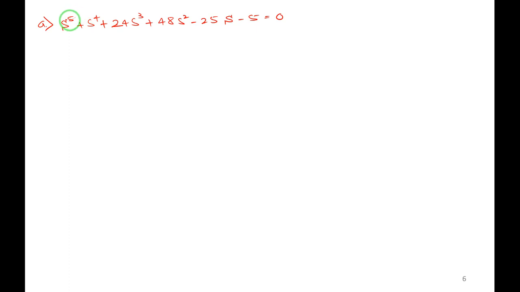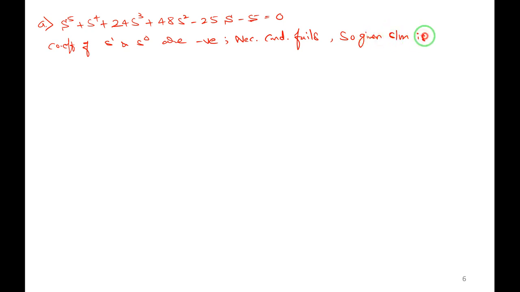But just observe, all the powers of s are present: s power 5, s power 4, 3, 2, 1, 0. No term is missing. Then observe the coefficients. The coefficient of the s power 1 term is negative, and the constant term is also negative. So the necessary condition fails, because these coefficients of s power 1 and s power 0 are negative. So the given system is unstable.